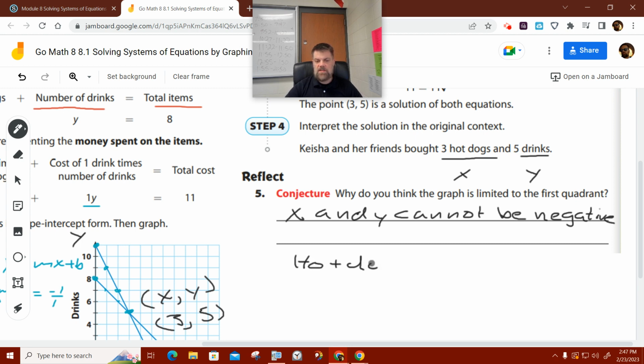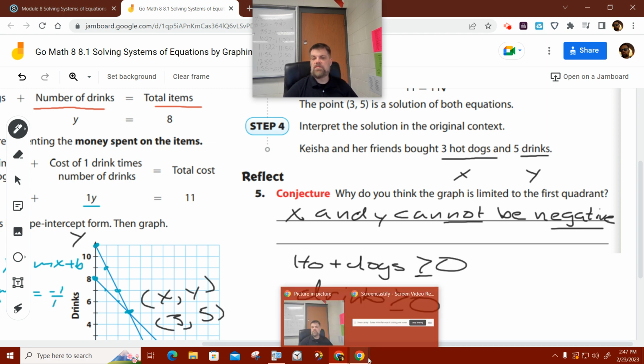Hot dogs has to be greater than or equal to 0. You could have 0 hot dogs, but that's not negative. Drinks. You're going to buy 1 drink, 2 drinks, 3 drinks. You could buy 0 drinks, but it can't be negative. So they cannot be negative.